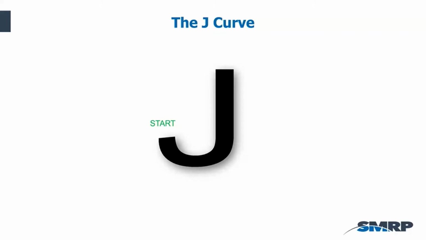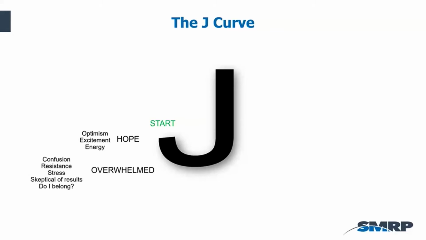So I talked about the change curve a moment ago. The most popular one that I've come across is called the J curve. That's where you start out with an initiative. There's a change that we want to implement. In the initial stages, there's hope. People feel like when we put this change in place, everything's going to get better downstream. There's optimism, excitement, and energy around the change.